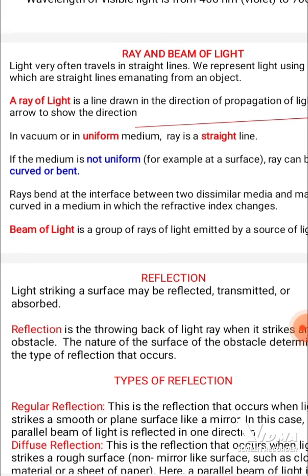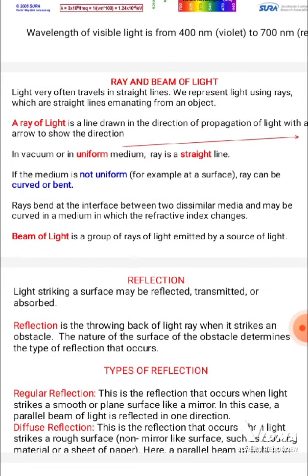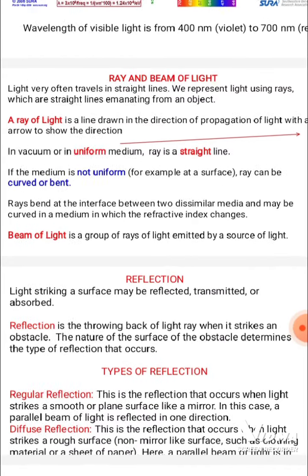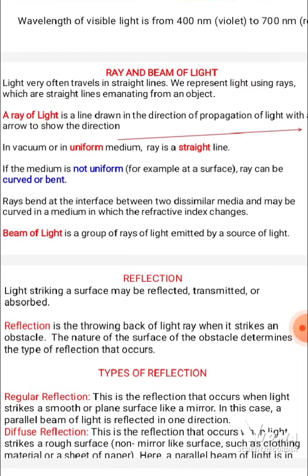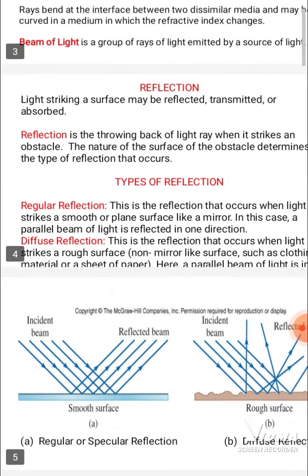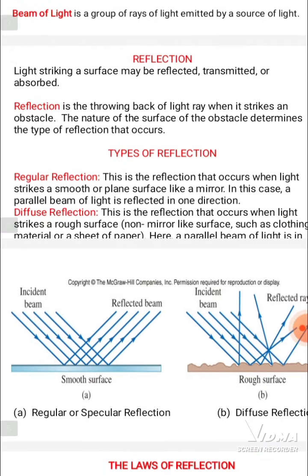So if you have 2, 3, 4 rays, then you don't call them rays, you refer to them as a beam. In vacuum, for example, in a uniform medium, a ray is a straight line, but that does not mean that it cannot bend. If the medium is not uniform, for example at a surface, a ray can be curved or bent. So you can have a straight line, or a curved or bent ray. Now, a beam is a group of rays of light emitted by a source. As I said earlier, when you have more than one ray, it becomes a beam.